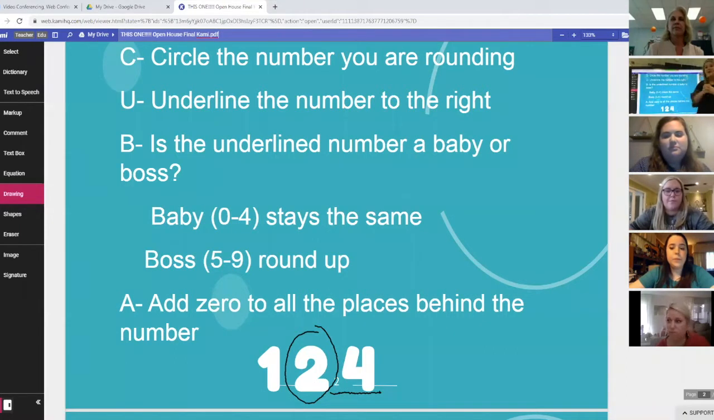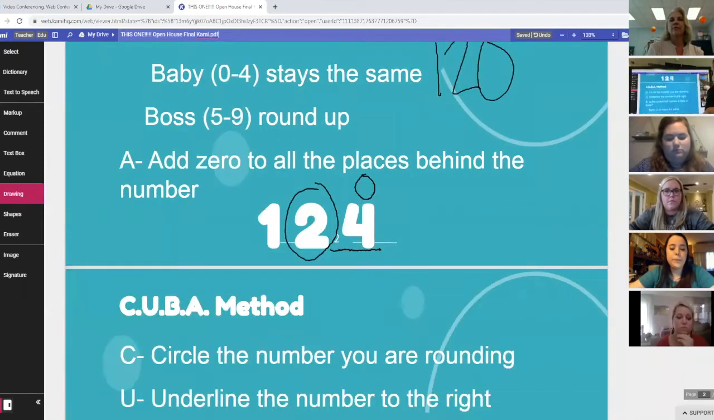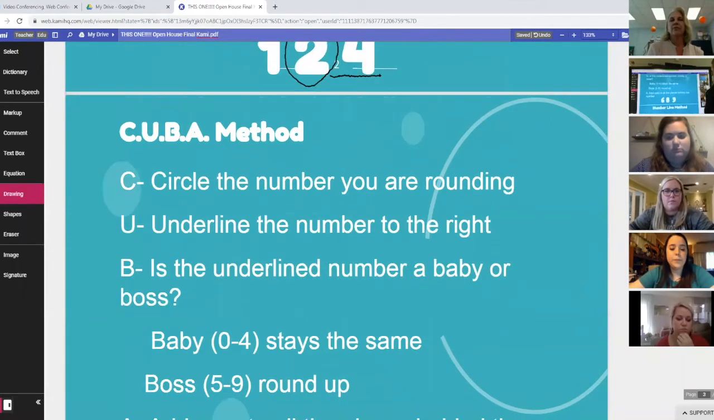And last but not least, I have that A in CUBA, and that is to add 0 to all the places behind the number we rounded. So I rounded my 2, and my 4 is going to change to a 0, which gives us the number 120. 124 will round to 120. So now I'm going to pull up another problem, and we're going to practice our CUBA method.